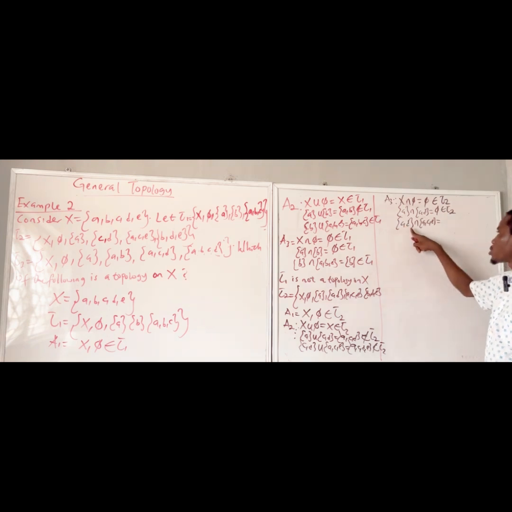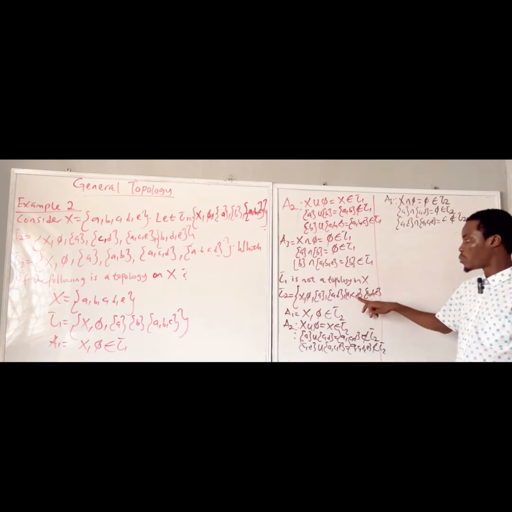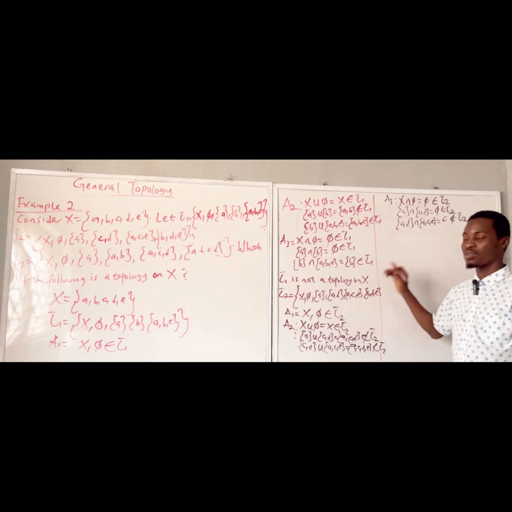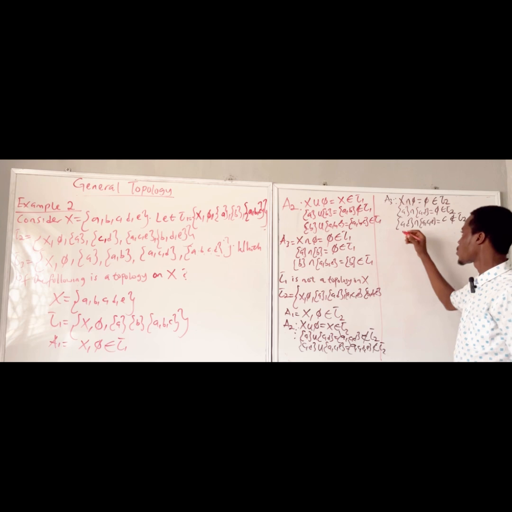The element that is present in both C and D, we have only C here. Is C a member of what? So C is not a member of Topology 2. They can find C here, but C is not staying alone. So that is why C is not a member of Tor 2.